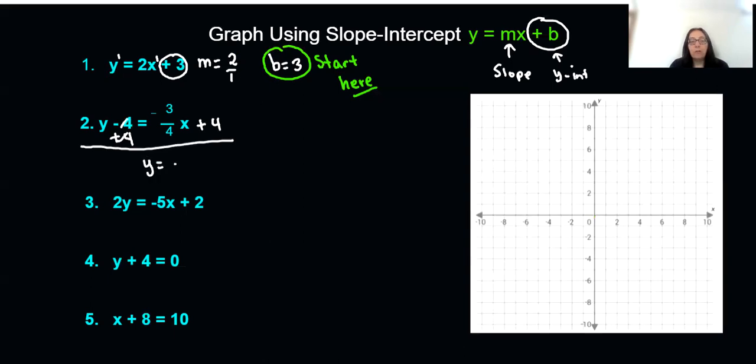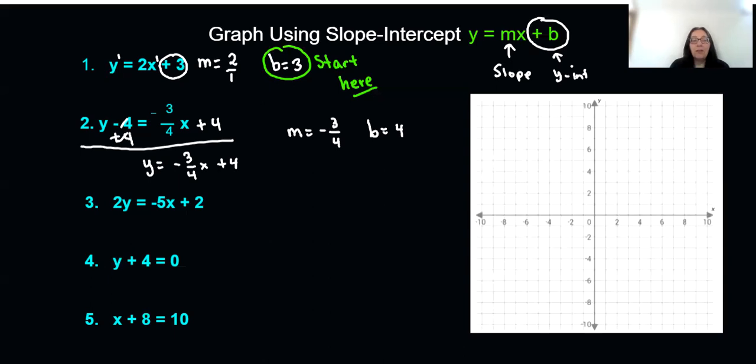Negative 3/4 x plus 4. So here, my slope, the number in front of the x called the coefficient, is -3/4. And b is the constant, the number without a variable, that's +4.